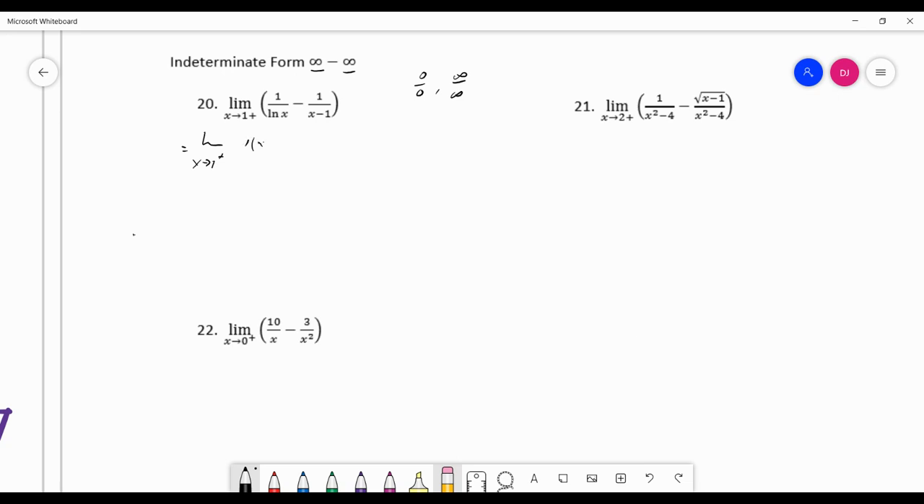So we're going to have 1 times x minus 1 minus 1 times the natural log of x divided by x minus 1 times the natural log of x. We simply combine the 2 fractions. Okay, so we're going to have x minus 1 minus the natural log of x divided by x minus 1 times the natural log of x.